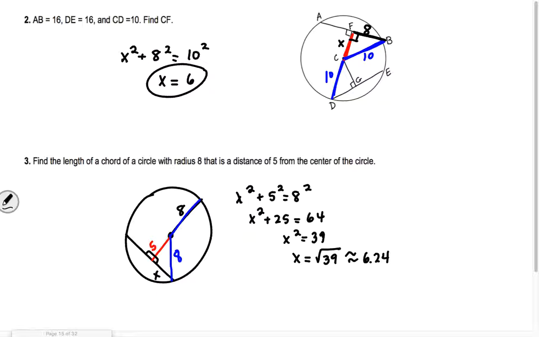Okay, so we'll do that. If I'm trying to find the length of the entire chord, this whole chord here, I would just double it, right? I'd say 2 root 39, or 12.48. So I would just double it out.